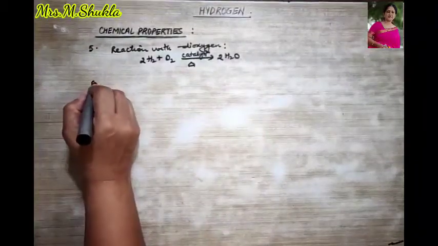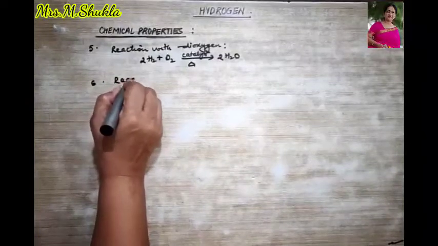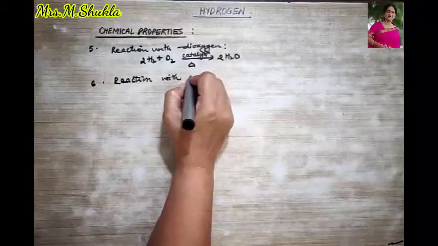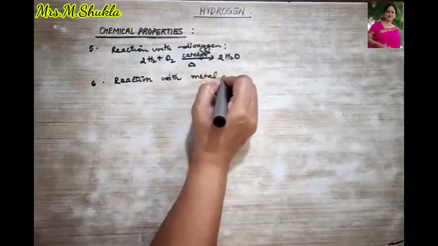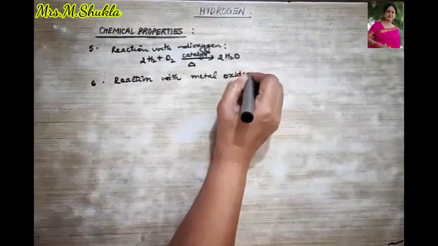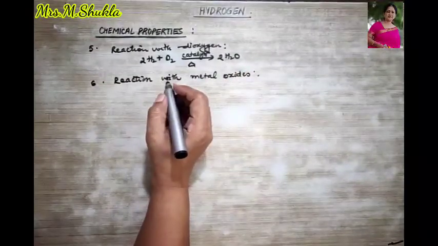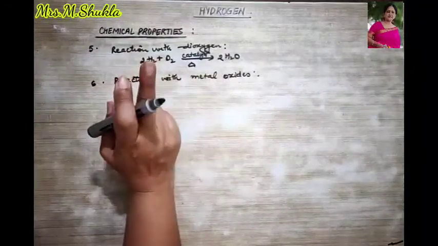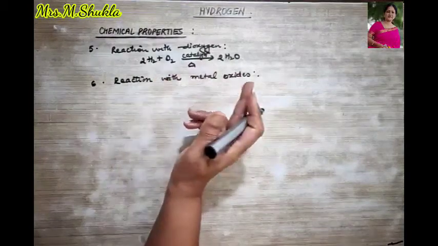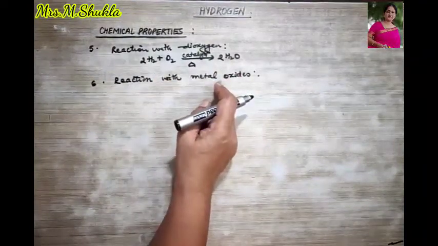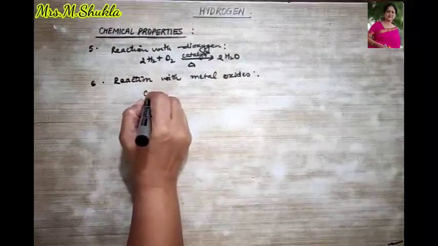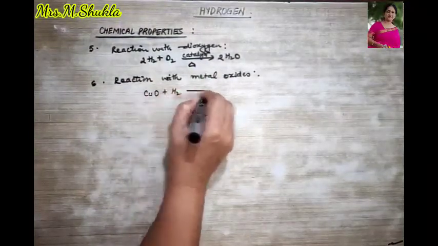Then next, the sixth one, reaction with metal oxides, right? So over here, let's take some examples. If you remember that yesterday we discussed that hydrogen is a good reducing agent, so it can easily reduce the metal oxides to their respective metals. So over here, copper oxide reacts with hydrogen.